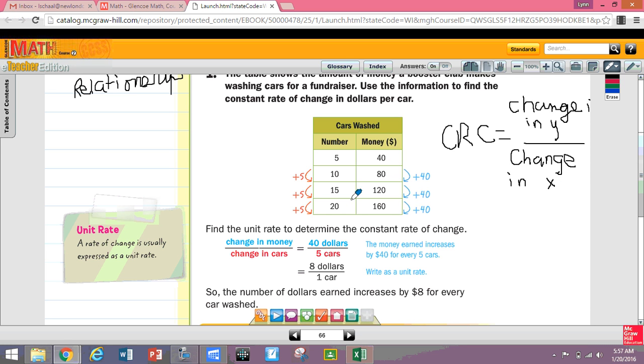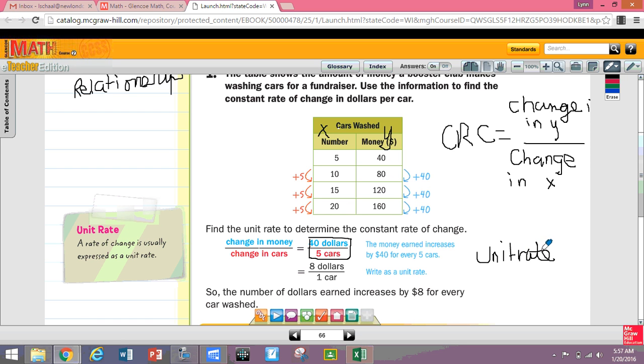Now, we've already talked about this when we were graphing proportional relationships. That's why that really needed to come first. Your value here, your input, is your x. Your value here is your y. So my change in y is $40, and my change in x is 5 cars. Okay, that's your constant rate of change. Now, you can use that then to determine your unit rate, right?